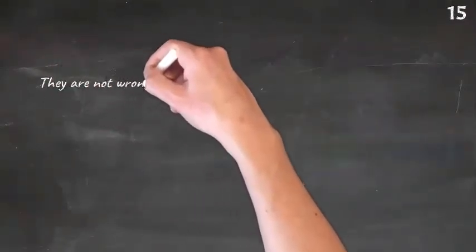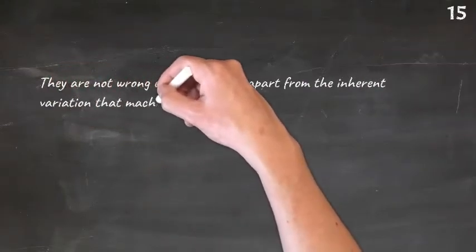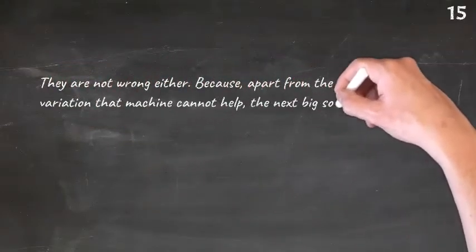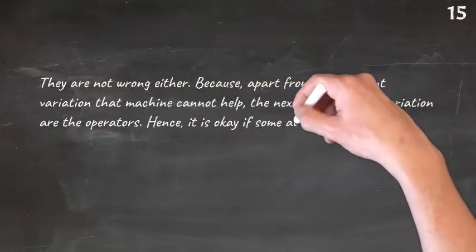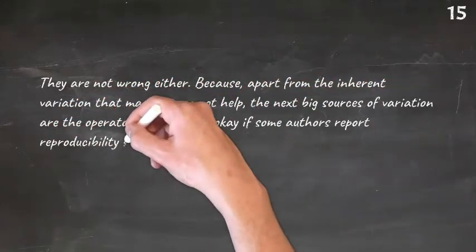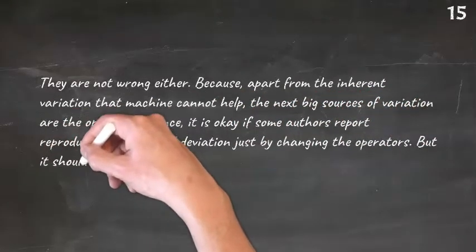They are not wrong either. Because, apart from the inherent variation that machine cannot help, the next big sources of variation are the operators. Hence, it is okay if some authors report reproducibility standard deviation just by changing the operators. But it should be mentioned clearly.